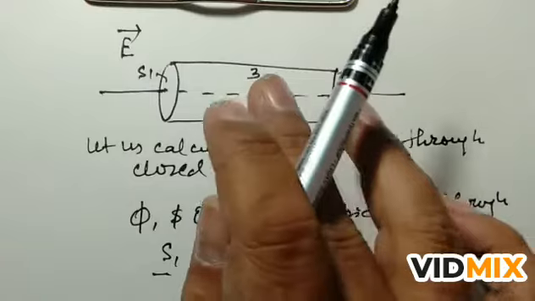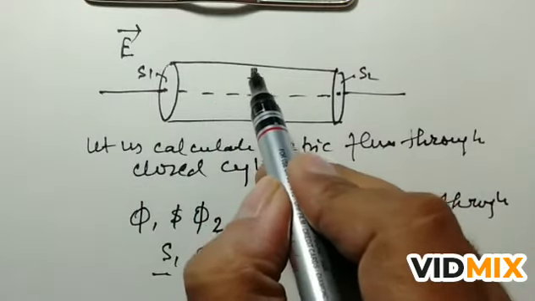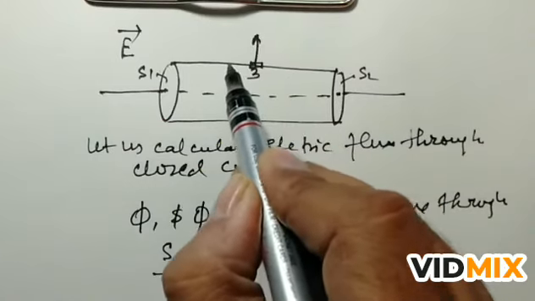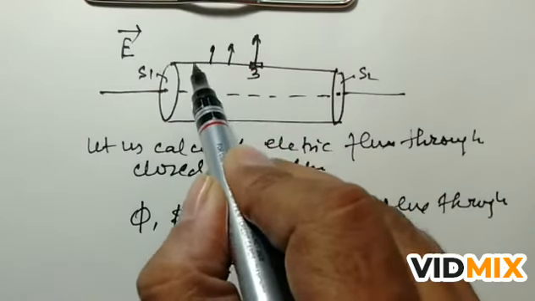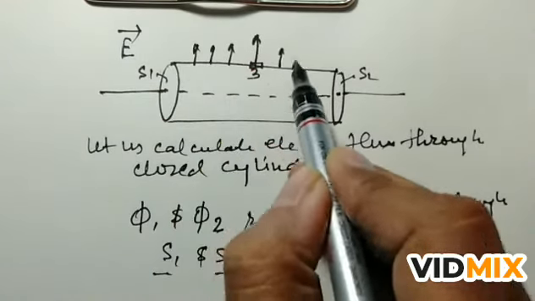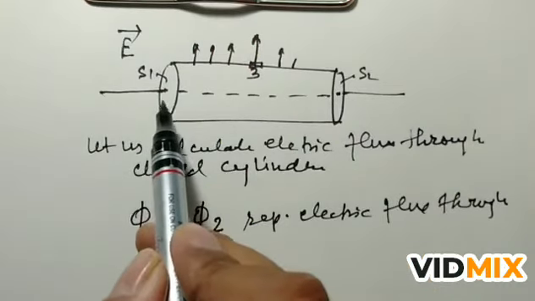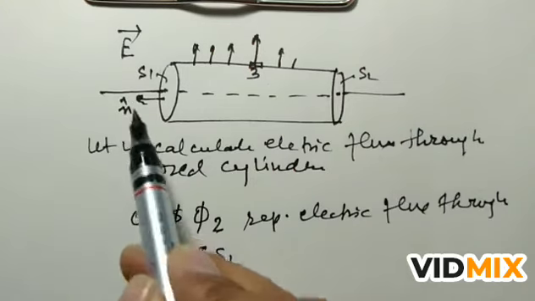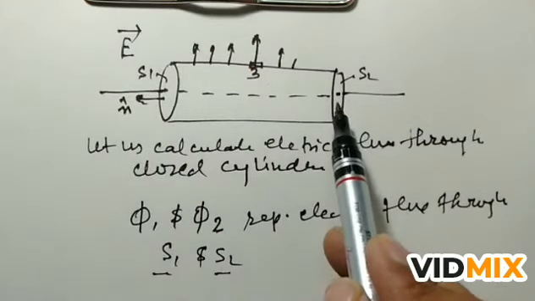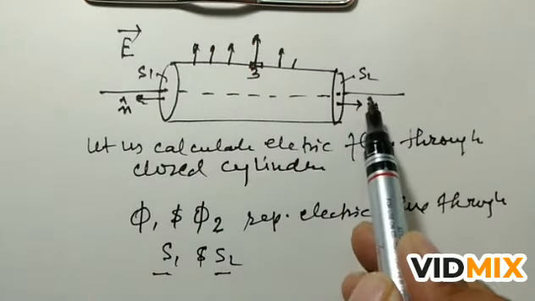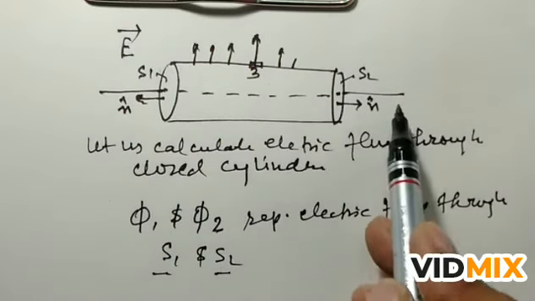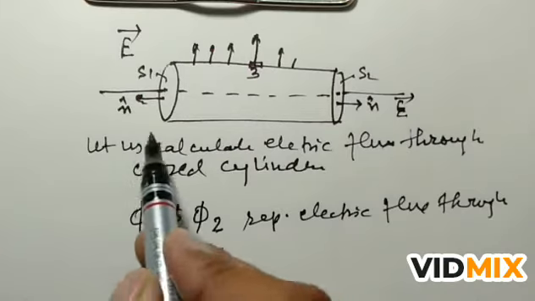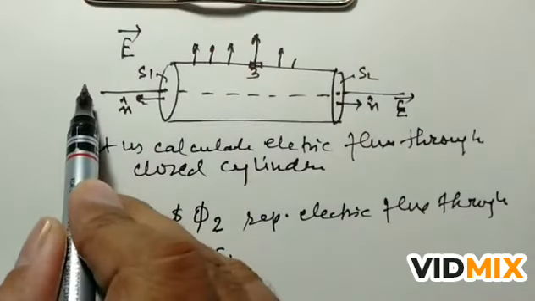Now the electric field is there, and the area of each small portion is directed outside everywhere. Here the area vector will be outside of the surface, that is n cap. Here also it is outside from the surface, n cap. The electric field is in this direction here, and here also.